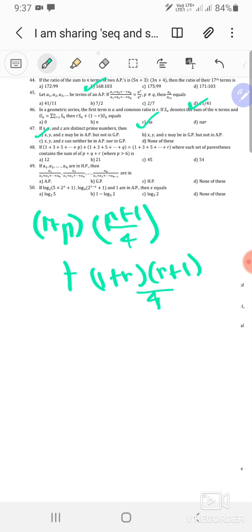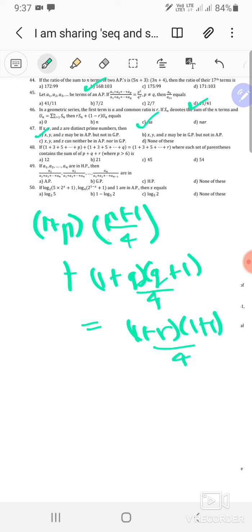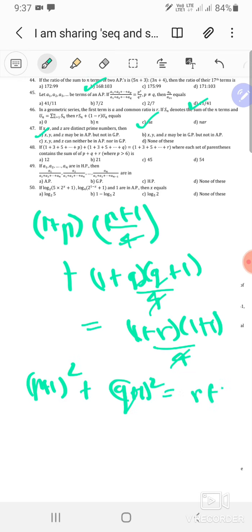Wait, I've got q over there. So (1 plus q) into (q plus 1) upon 4 has to be equal to (1 plus r) into (1 plus r) upon 4. Fine, so this cancels. So you got (p plus 1) squared plus (q plus 1) squared is equal to (r plus 1) squared, where p, q and r are some odd natural numbers, so these have to be even in that case.